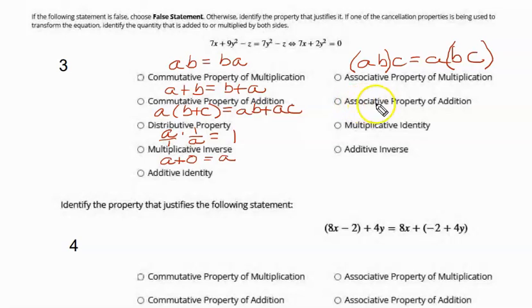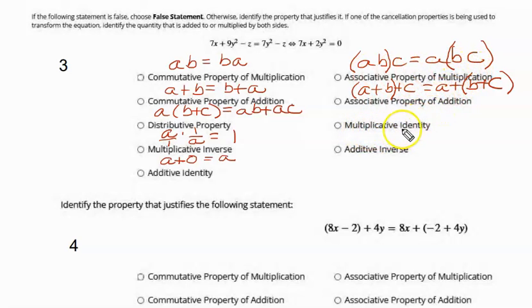All right, the associative property of addition. Again, the order is the same. A plus B plus C equals A plus B plus C. But here we're adding the A and B first, then the C. And here we're adding the B and C first, and then the A. This is the associative property.